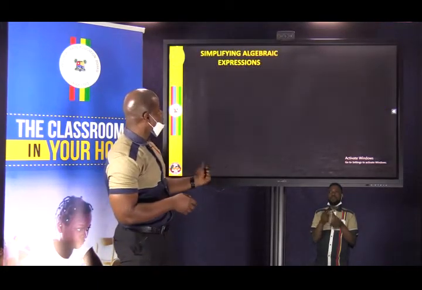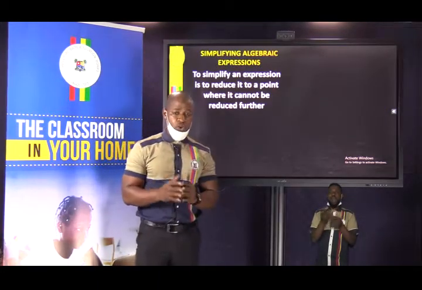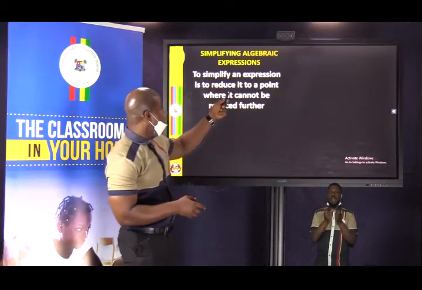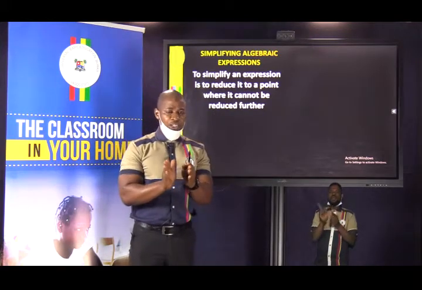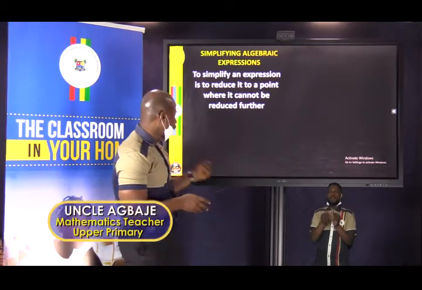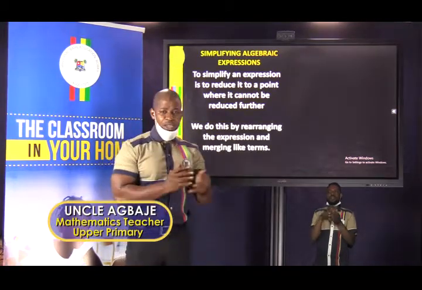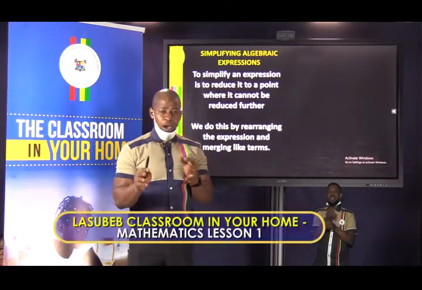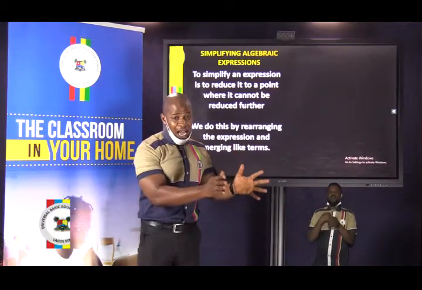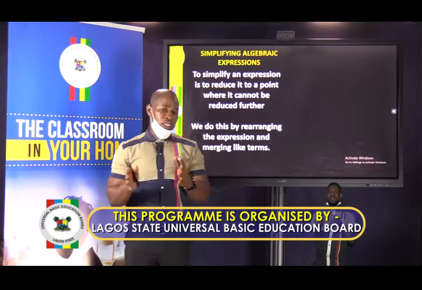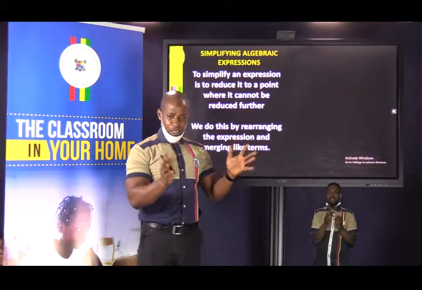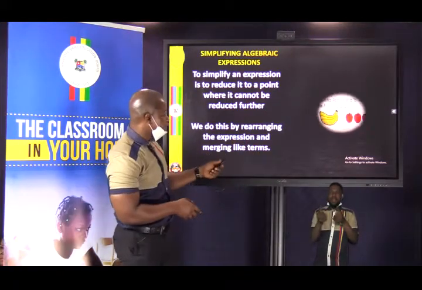So we will be working with now simplifying algebraic expression. That is our main focus. When we say you should simplify an algebraic expression, it means to reduce it to a point where you can no longer reduce it further, to the lowest point, to the smallest, most compact form possible. And we do this by rearranging the terms of the expression so that we can bring all like terms together and then add them. Don't forget, we can only add or subtract like terms. So we simplify algebraic expressions by rearranging the terms, and the ones that are alike, we merge them together. You will see this in practice very soon.